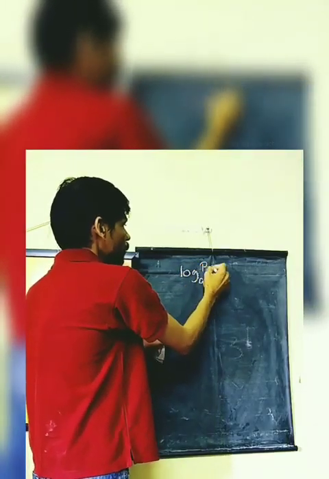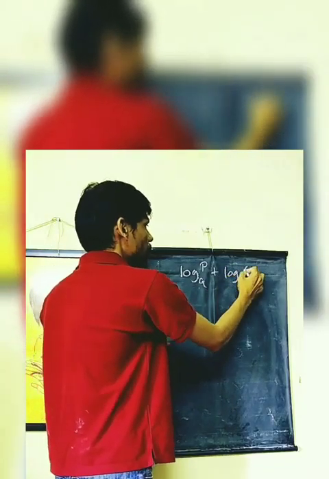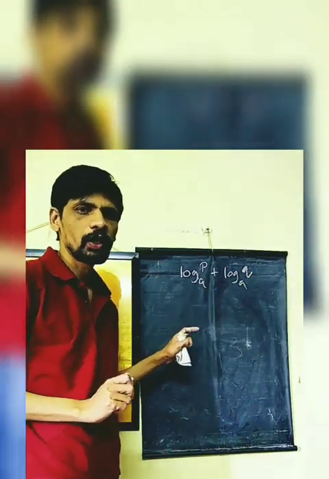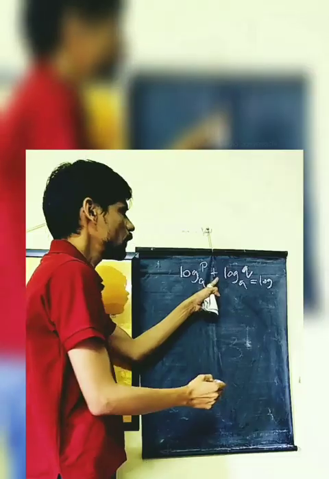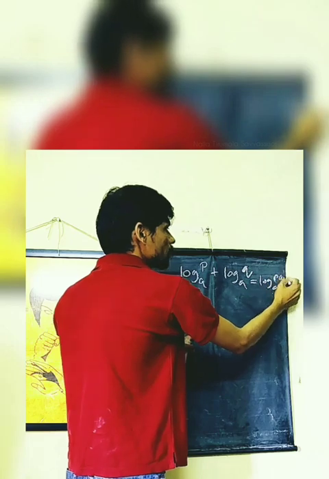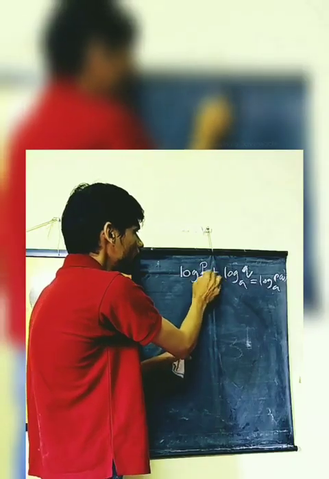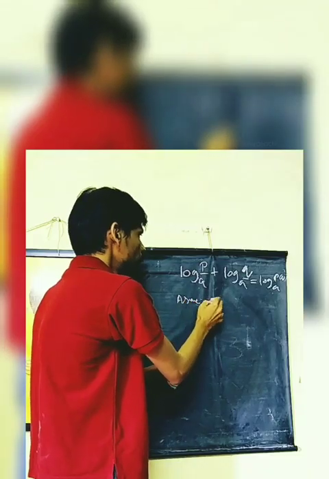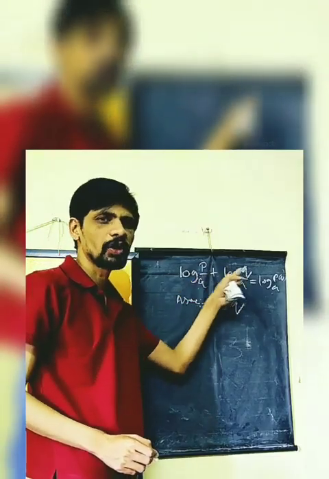Let's imagine we have log base a of p plus log base a of q. If we have this kind of function, what will happen here? As we know, when we are doing addition, what we will do? Log a of p multiplied by q, right? For example, just imagine here we have p, here we have q. Let's assume p and q values are the same.